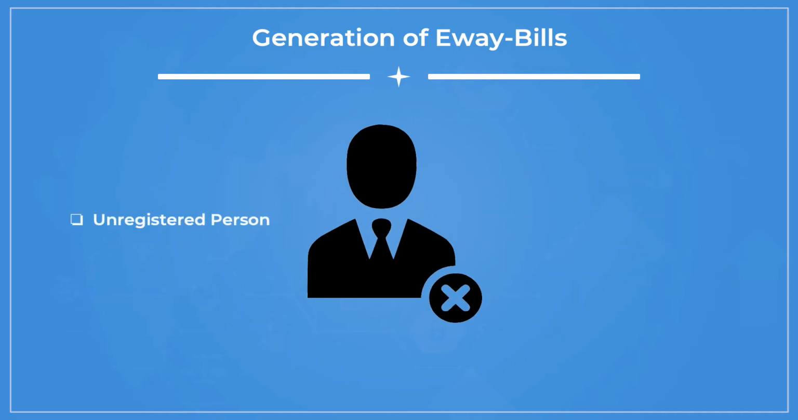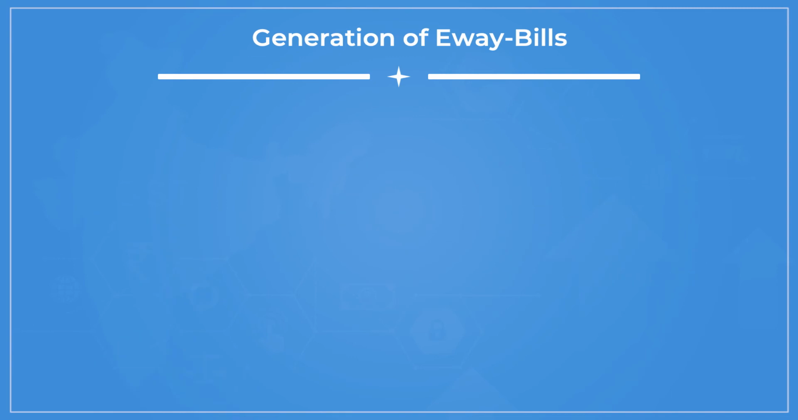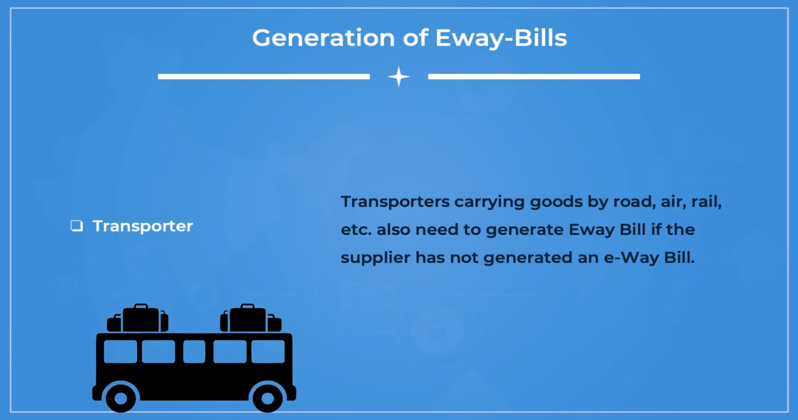Number 2, unregistered person. Unregistered persons are also required to generate an e-way bill. However, where a supply is made by an unregistered person to a registered person, the receiver will have to ensure all the compliances are met as if they were the supplier. Number 3, transporters carrying goods by road, air, rail, etc. also need to generate an e-way bill if the supplier has not generated an e-way bill.